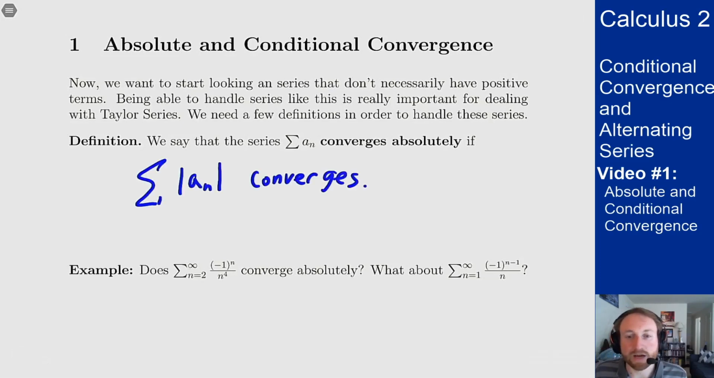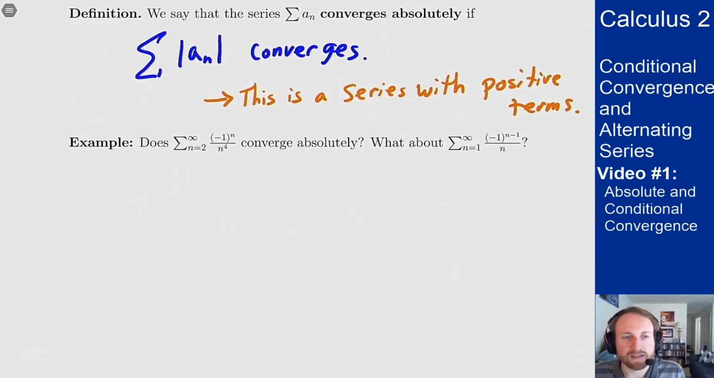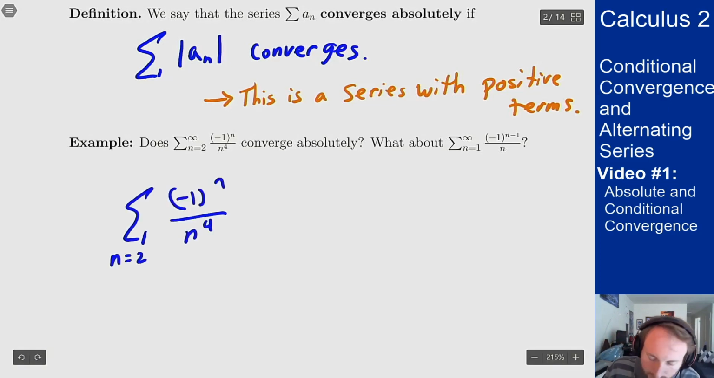And this here is now a series of positive terms, so the methods that we had before for dealing with those series apply for determining if a series like this converges absolutely, because now the resulting series does only have positive terms. As a couple of examples, we want to look at the series sum from 2 to infinity of (-1)^n over n^4, and (-1)^(n-1) over n. Looking at this first one, I want to know, does this converge absolutely?